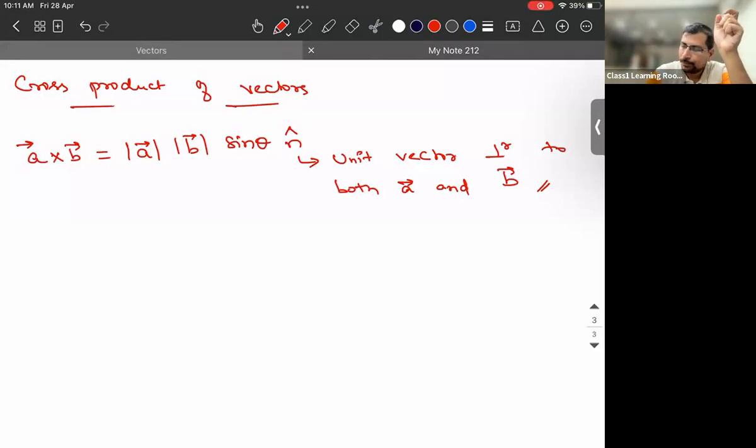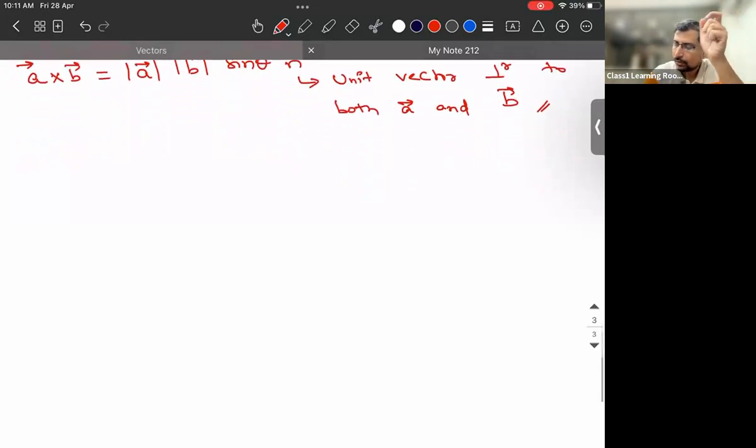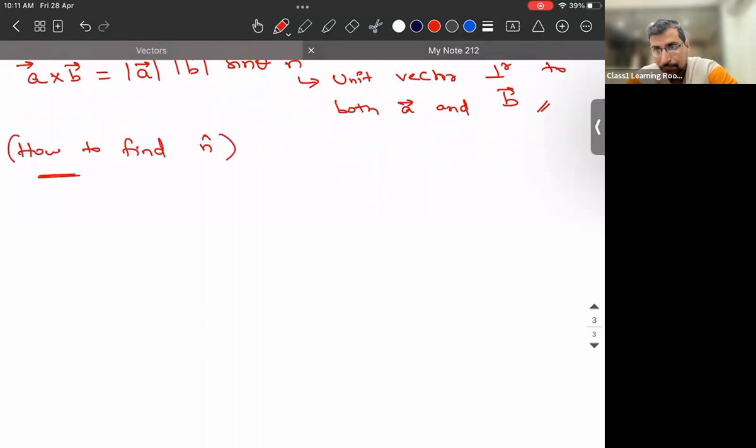Now, I'll tell you how to find n cap. Suppose there are two vectors like this, A vector and B vector. Let's say one vector is like this. This is A vector and this is B vector.